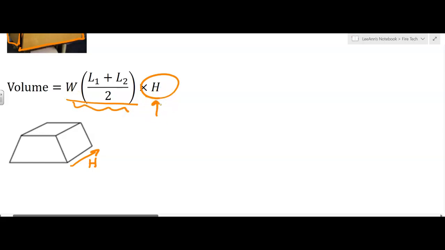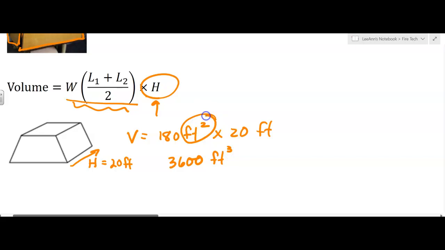So if we had the example up above where we had 180 feet squared, that was the area of the trapezoid, and then we had, let's say, a length or an h of 20 feet, then you just multiply that times 20 feet, and then you'd get 3,600 feet cubed. Notice that you have feet squared times feet, and that gives you cubic feet, or feet cubed. Okay? That's a volume measurement, so that's correct. All right, we will see more geometry when we go to work in the chapters.